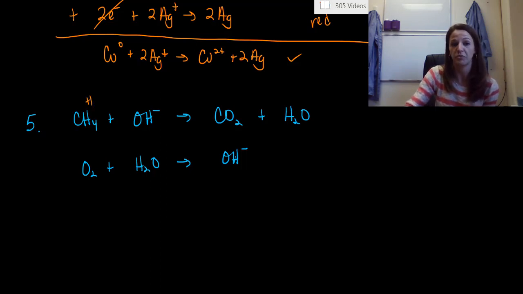So hydrogen is usually +1. There's 4 of them here. So +1 times 4 gives us +4. That means our carbon has to be -4. That's probably something we're going to look at later. Go back to our next one.